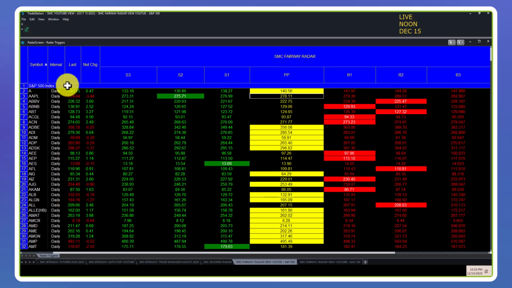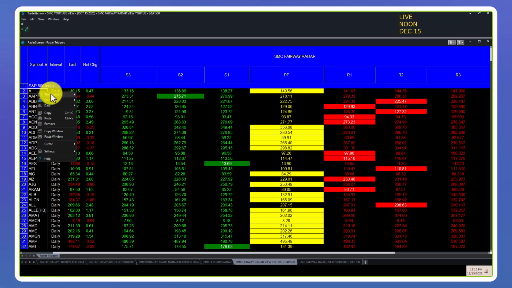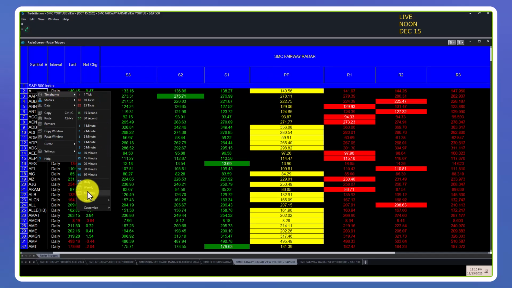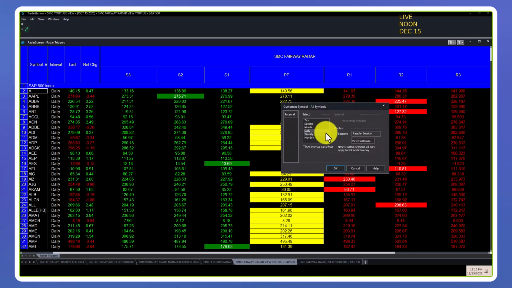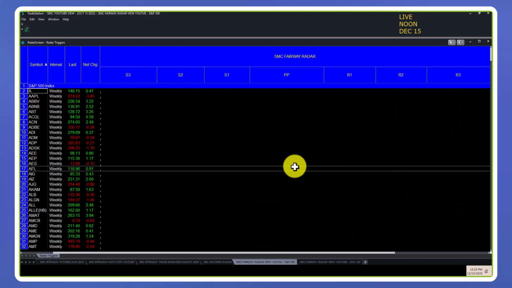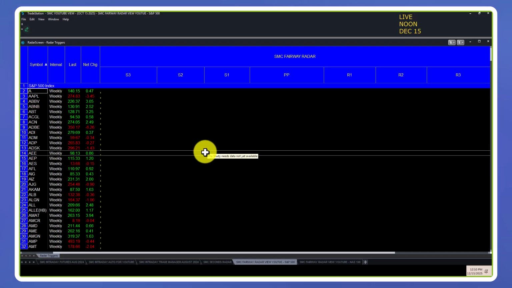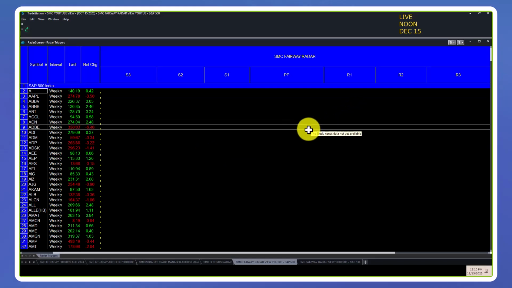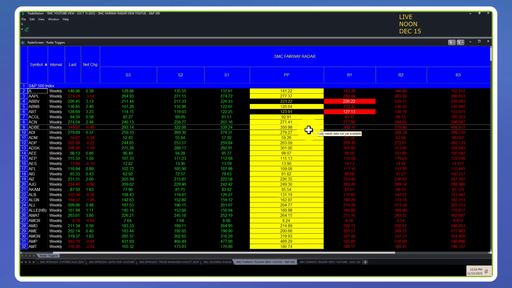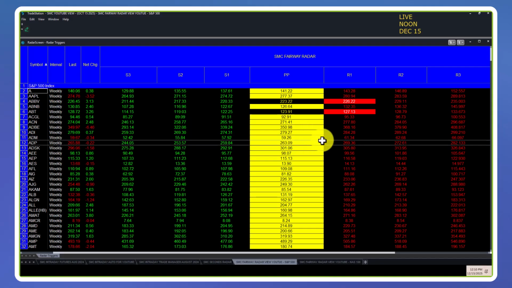It's a little bit different on the radar, so we are going to have to try to load it in from here. Let's go to customize all symbols and see if we can get the weekly in here. It's going to need a minute to load. There we go.